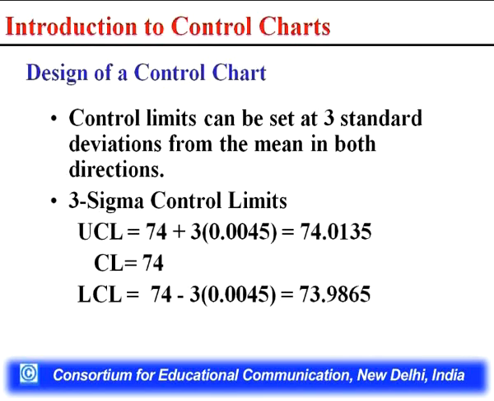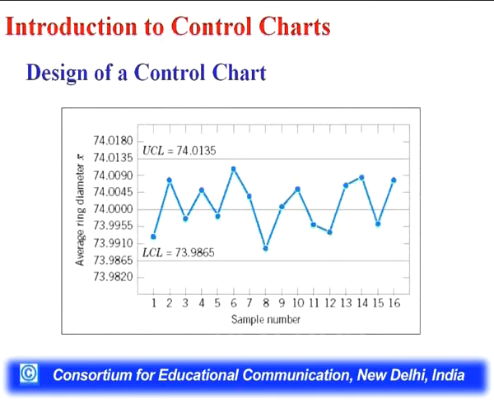Now, control limits can be set at 3 standard deviations from the mean in both directions. 3 sigma control limits: UCL is 74 plus 3 times 0.0045, which is equal to 74.0135. Of course, the center line CL is 74, and LCL is 74 minus 3 into 0.0045, which is equal to 73.9865. Now we have all 3 parameters: center line, upper control limit and lower control limit. And now we will draw the control chart also.